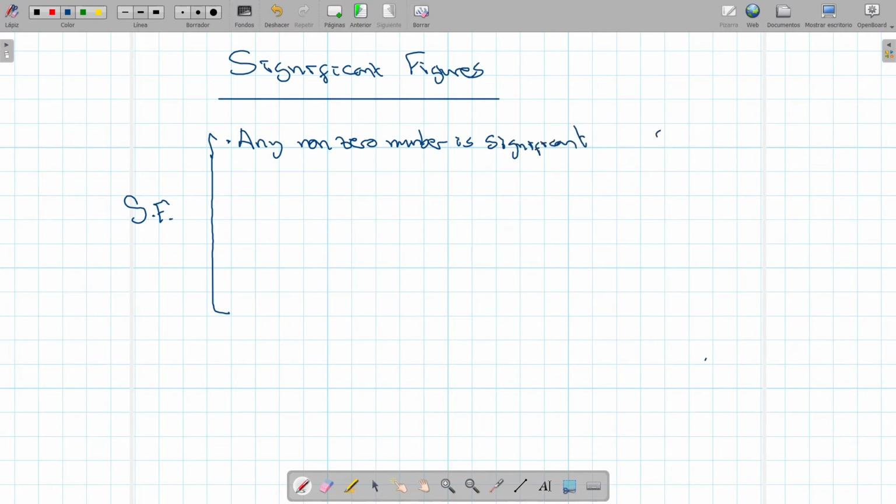So, for example, the number 3125 has 4 significant figures. And 283.847 has 1, 2, 3, 4, 5, 6 significant figures because they're all non-zero numbers, and we decide that if we are using those numbers, they're all significant.